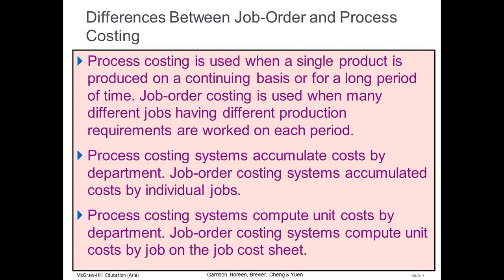Process costing uses a fundamental document called a department production report, while job order costing uses the job cost sheet. In process costing, unit cost is computed by department, while in job order systems, unit cost is computed by job. While there are similarities between the two systems, there are also significant differences.